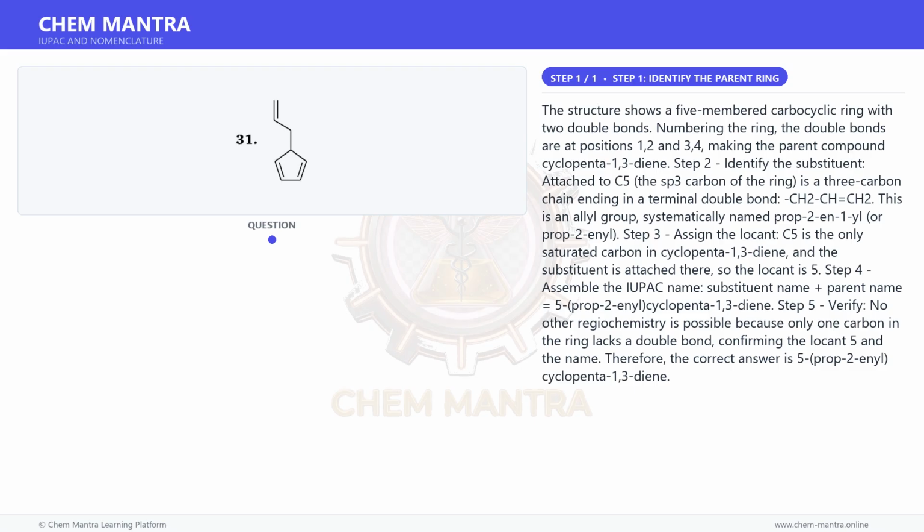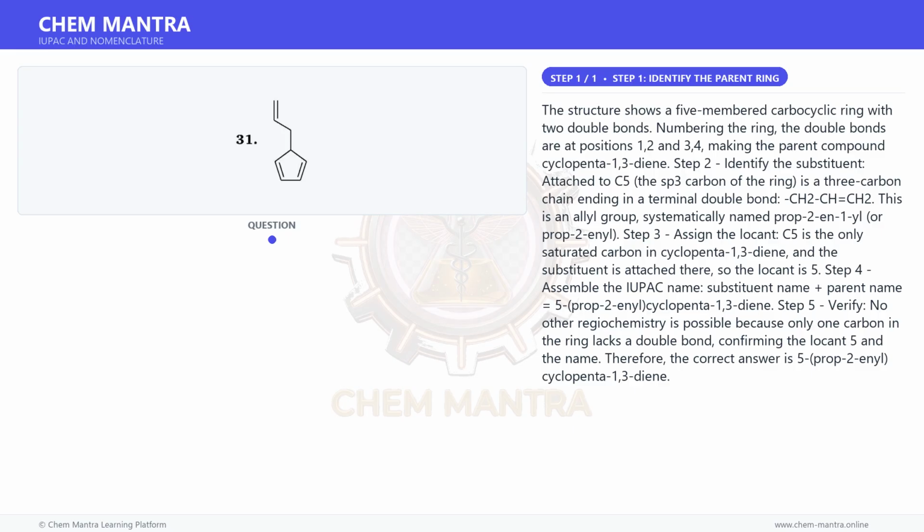Step 3. Assign the locant. C5 is the only saturated carbon in cyclopenta-1,3-diene and the substituent is attached there, so the locant is 5. Step 4. Assemble the IUPAC name. Substituent name plus parent name is equal to 5-(prop-2-enyl)cyclopenta-1,3-diene.